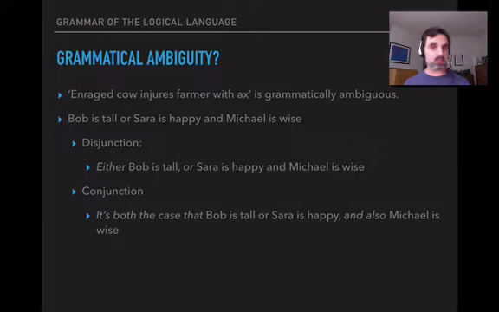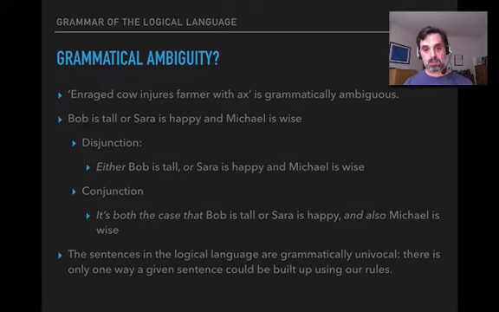To see that these readings do not say the same thing, consider "Michael is wise." The second reading, when it's a conjunction, tells us, yes, indeed, Michael is wise. But the first reading doesn't require that Michael be wise. It could be that Bob is tall, in which case that disjunction is true, and it's not the case that Sarah is happy, and it's not the case that Michael is wise. So they say different things, and the original English sentence is ambiguous.